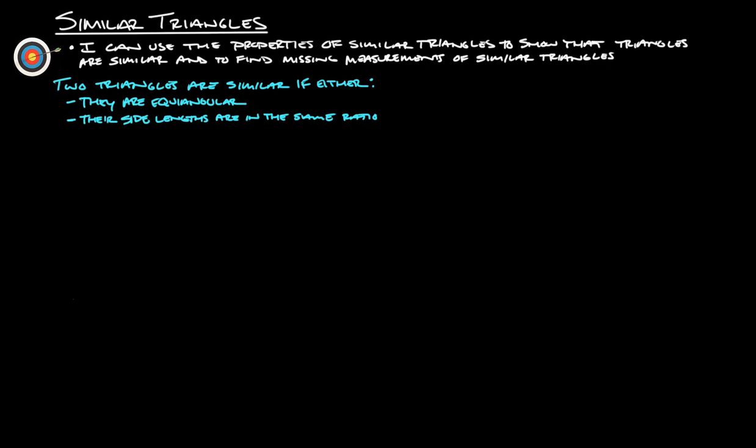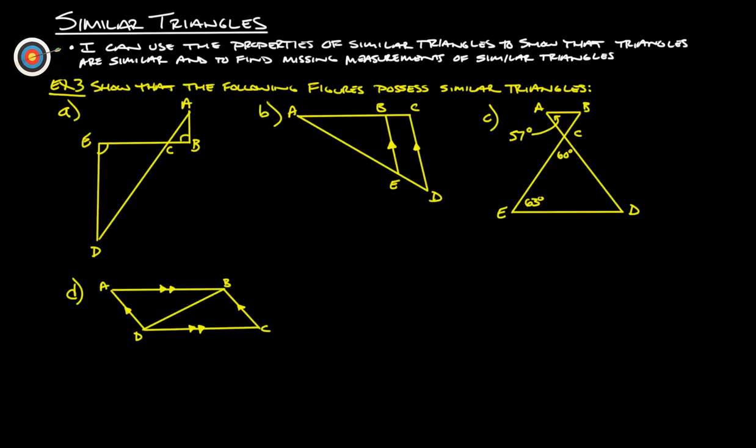All right, so a quick little review, just like the section before this one. Two triangles are similar if either they are equiangular, so all the corresponding angles are the same, or if their side lengths are in the same ratio. Okay, so let's look at some examples. Example 3: show that the following figures possess similar triangles.